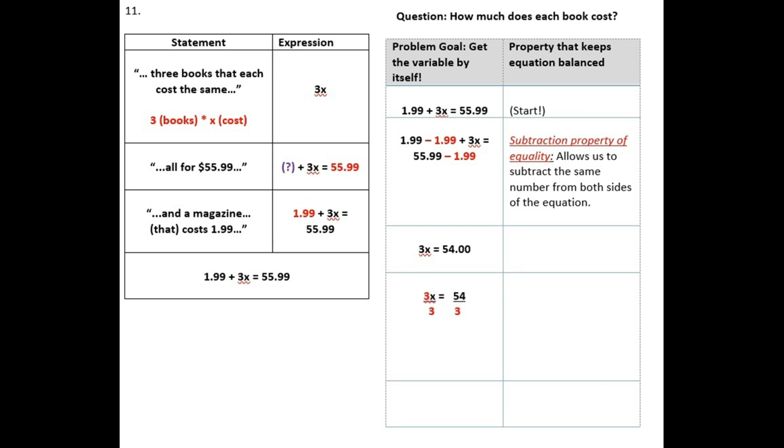And right here, we divide both sides by 3. What that does is allow us to cancel out that 3. And since we do it to one side, we have to do it to the other side. So 54 divided by 3, we're using the division property of equality. Divide both sides by 3. X is 18.